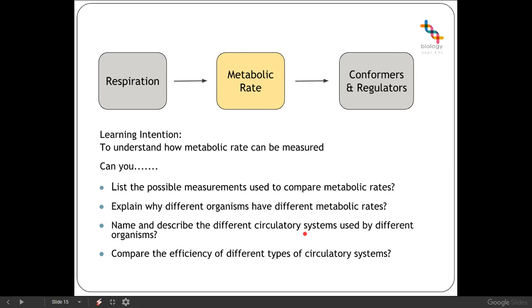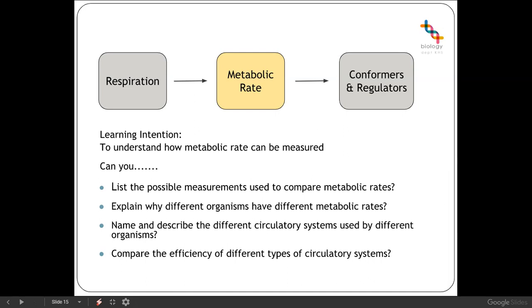So we have a single system, a double system, and we have closed and incomplete systems. The circulatory system in a fish is our single system, with blood passing through the two-chambered heart only once for each circuit of the body. And within reptiles and amphibians, we have a double incomplete system because it's going through the heart twice, but it's incomplete. There's some mixing of oxygenated and deoxygenated blood.